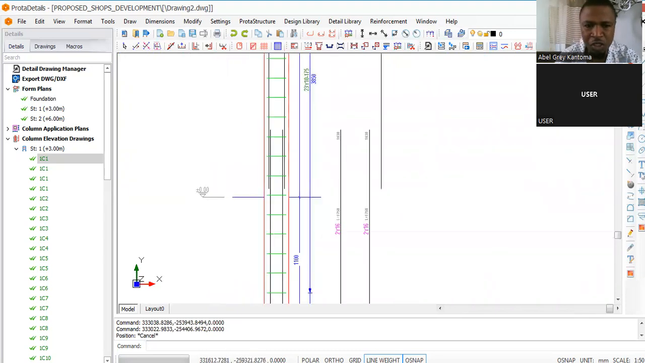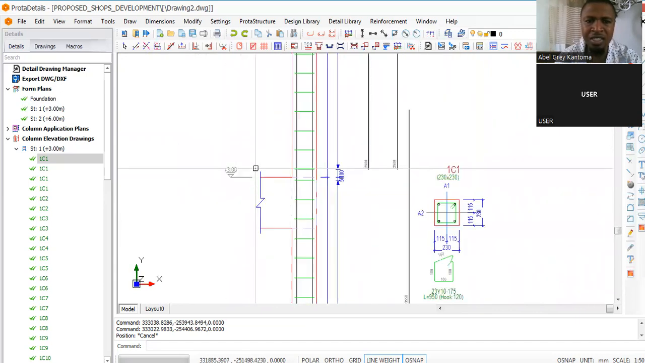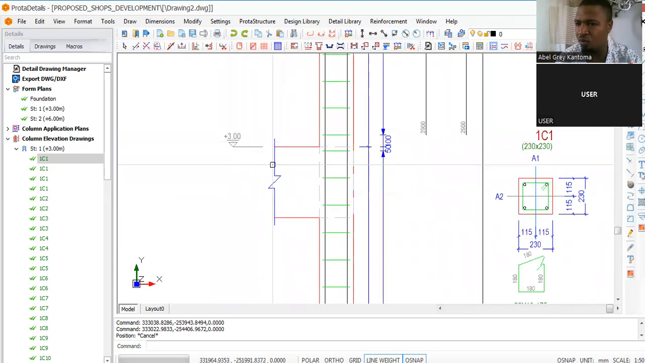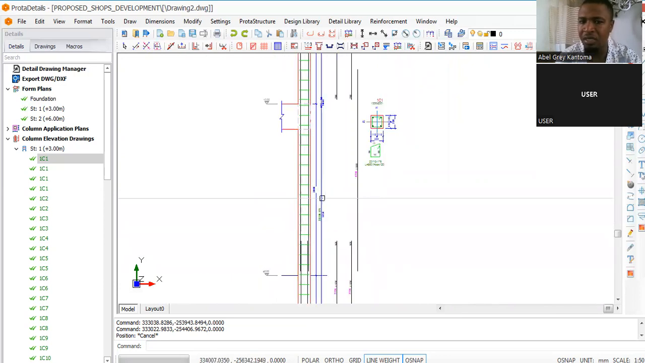So this is the foundation level showing you 0.00. This is the first floor level. Okay, this is the normal ground level, ground floor. That is what Protadetail calls story 1. Okay, it is the ground floor.